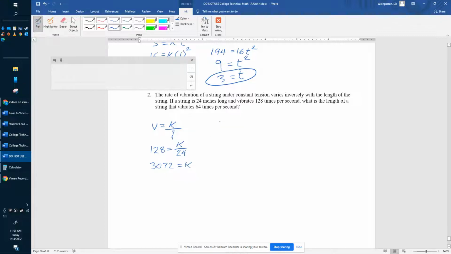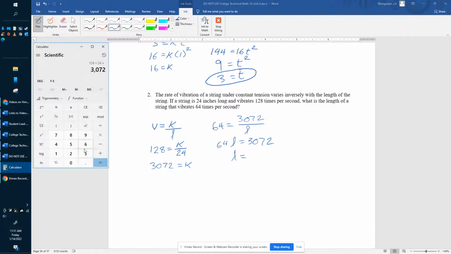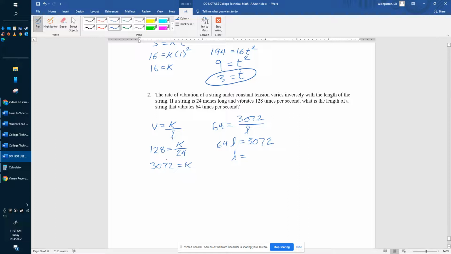So, our new string vibrates 64 times per second equals k over L. We're trying to find that length. So I'm going to multiply both sides by L to get rid of this fraction. Divide both sides by 64, and we get L equal to 48. So it's a 48-inch long string. There's our answer.